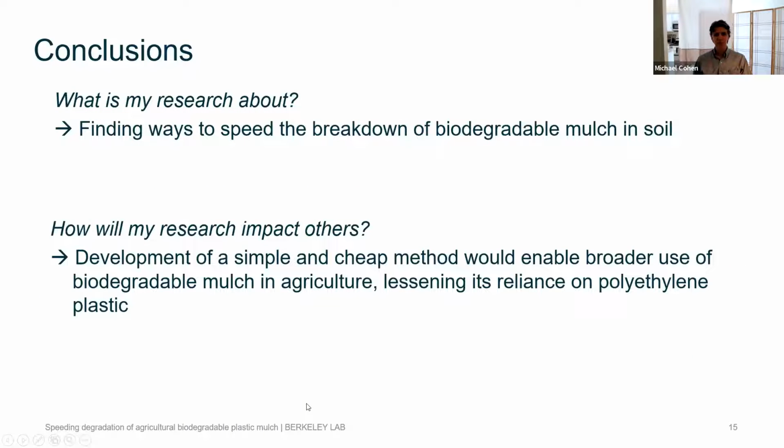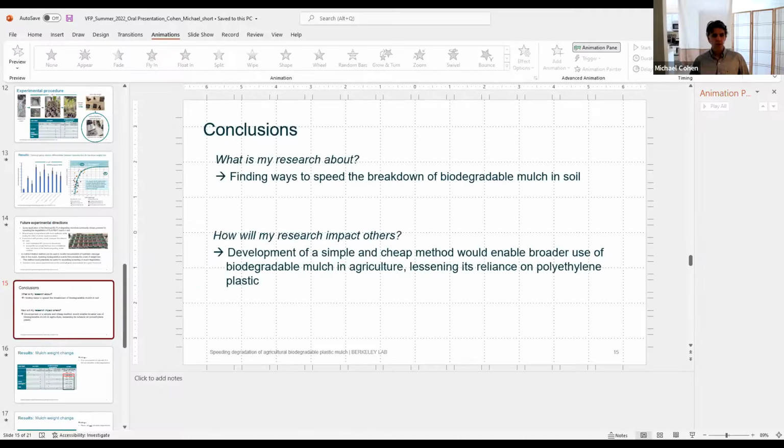This one is a little simpler, the conclusions. What is my research about? Finding ways to speed up the breakdown of biodegradable mulch in soil. How does my research impact others? Development of a simple and cheap method would enable broader use of biodegradable mulch in agriculture, lessening its reliance on polyethylene plastic. All right, so I will end with that and leave anything else for questions.